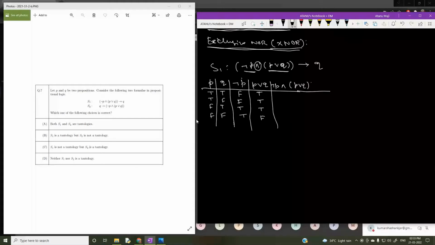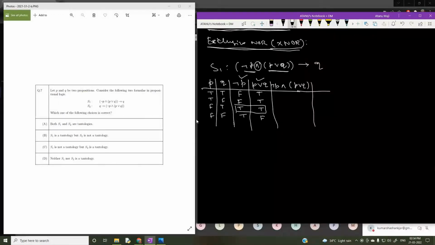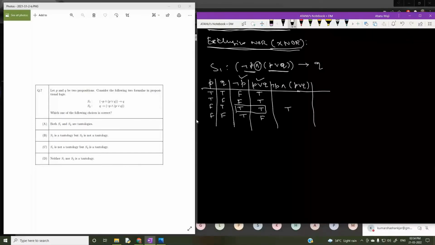So now we have to take these two columns, and between them we have to find where both columns have a true result. You can see only at the third row both columns have a true result. So just put true there, and for the first, second, and others, nowhere are both true results coming. So directly you can put F, F, and F.